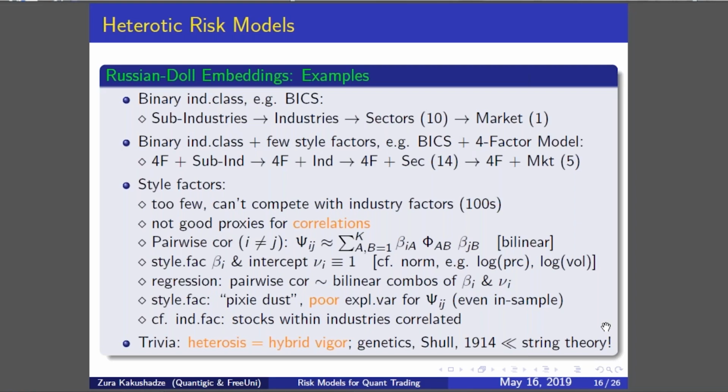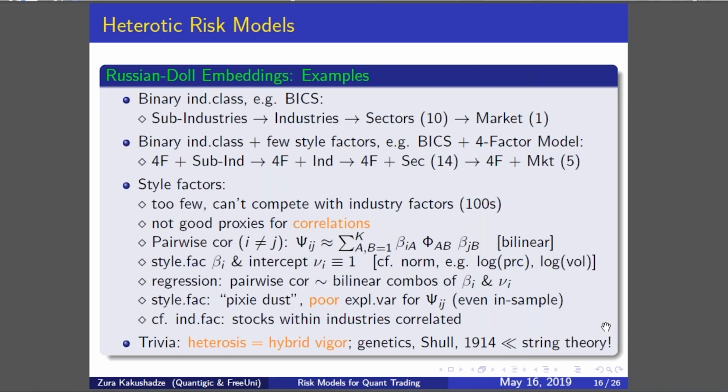And even if I run that test in sample, out of sample it's even worse, obviously. But even if I do this in sample, what you're going to discover is that these bilinear correlations involving style factors are rather poor proxies for modeling pairwise correlations. That is to be contrasted with industry-based factors, which actually tend to be very good proxies for modeling correlations.